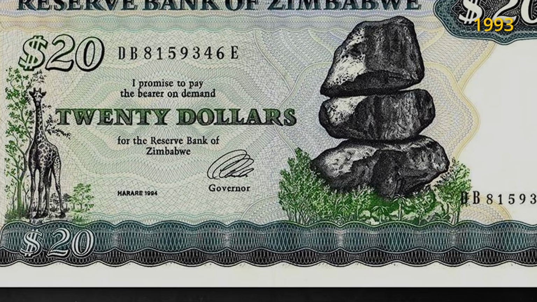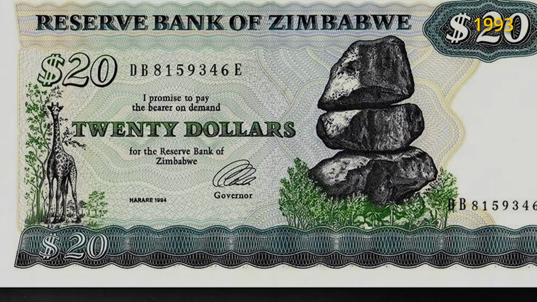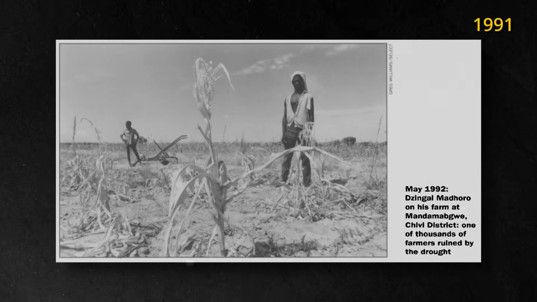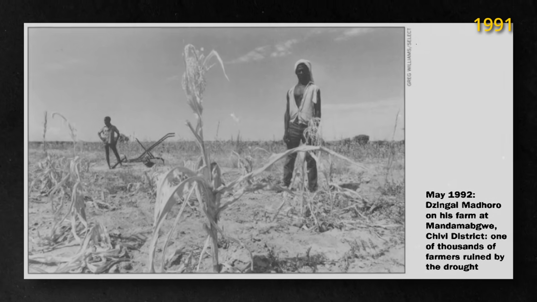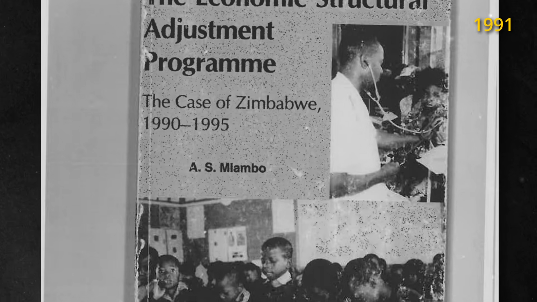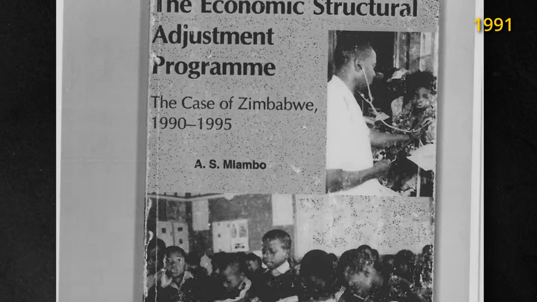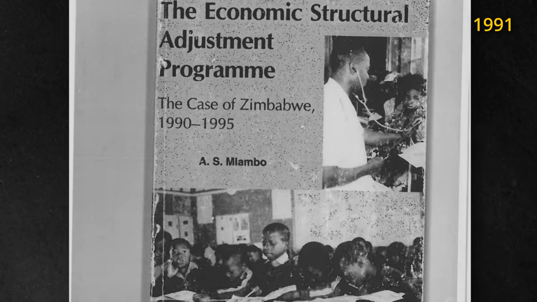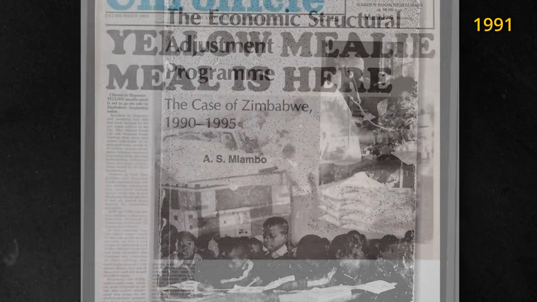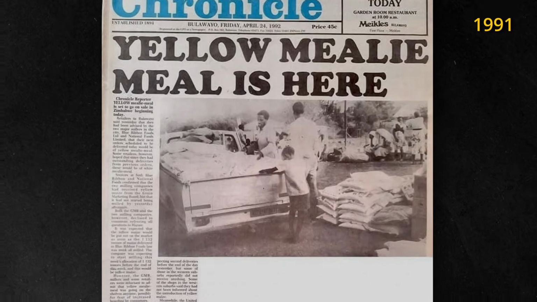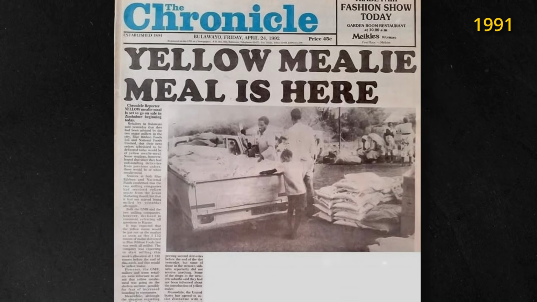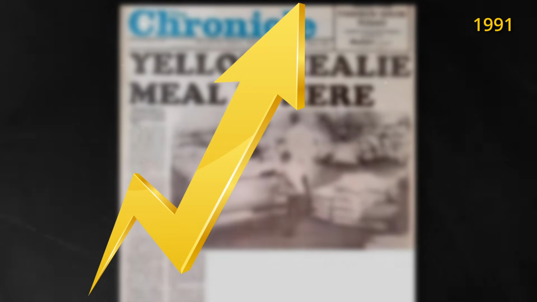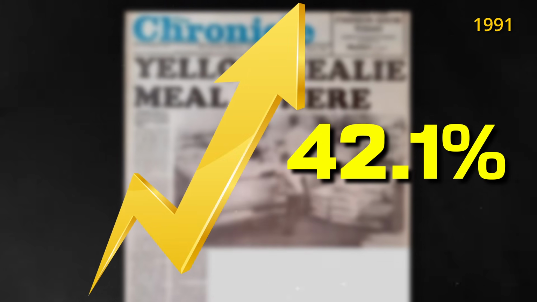Now, the value of the Zimbabwean dollar began to erode significantly from August 1991 onwards. Originally, this was because of the Economic Structural Adjustment Program, ESAP, which had been initiated by the International Monetary Fund. Like they always have good ideas. It's during this time that Zimbabweans were introduced to yellow maize for the first time, known as Kenya. In 1992, inflation peaked at 42.1%.